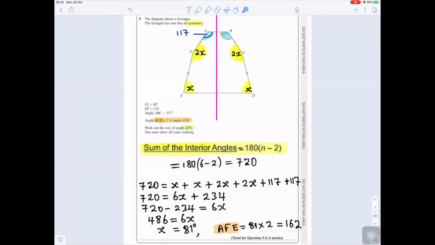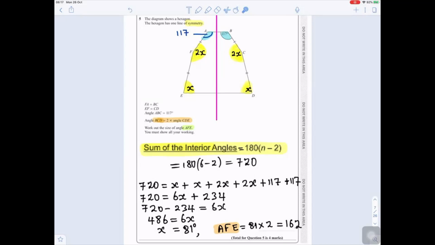Question number 5. The diagram shows a hexagon. The hexagon has one line of symmetry. FA is equal to BC. EF is equal to CD. Angle ABC is equal to 117 degrees. Angle BCD is equal to 2 times angle CDE. Work out the size of angle AFE. You must show all your working.